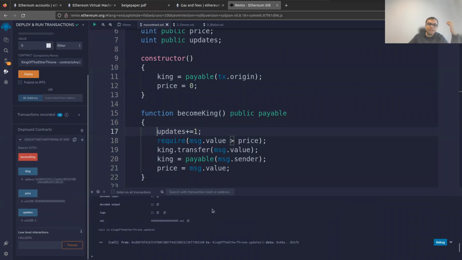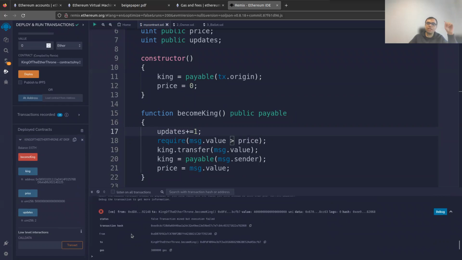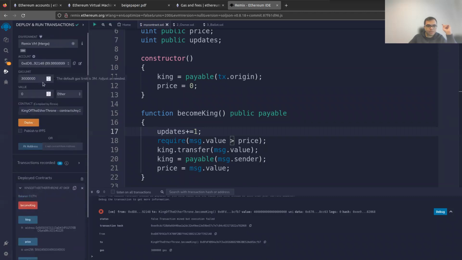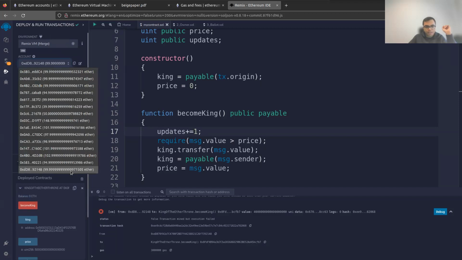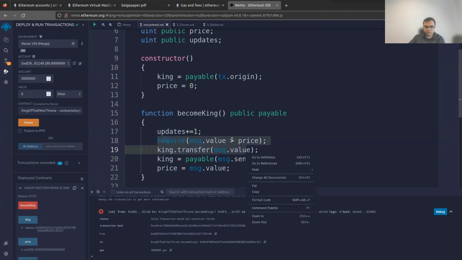So the only side effect of this failed transaction is that the person who initiated the failed transaction had to pay for gas. And actually, if you look at the balance of this person, you see that the balance is decreased only by the amount of gas, even though we said that they pay 4 Ether to call become king. So even the changes in the balances are reverted. So that's how we make sure that our contract doesn't do anything stupid. We can just use a lot of requires.